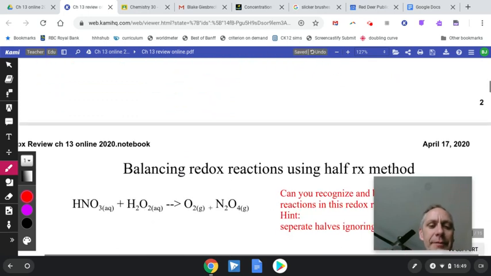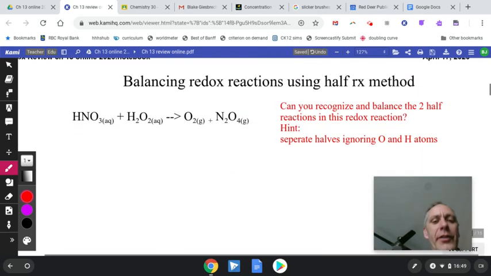Okay, moving on. Balancing redox reactions. So half reaction method. Rip this thing apart. If you want to try it on your own on some scrap sheet of paper, go ahead and do that. Rip it apart into half reactions, balance the half reactions, and then combine them together to get the net reaction. You should be very good at this by now.